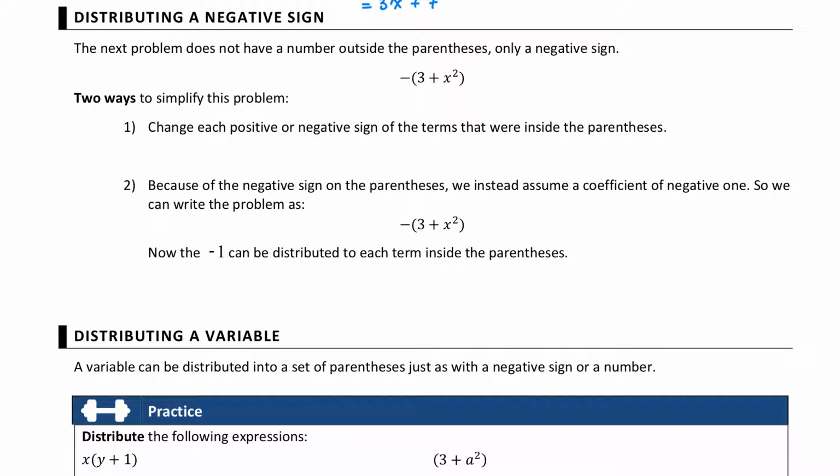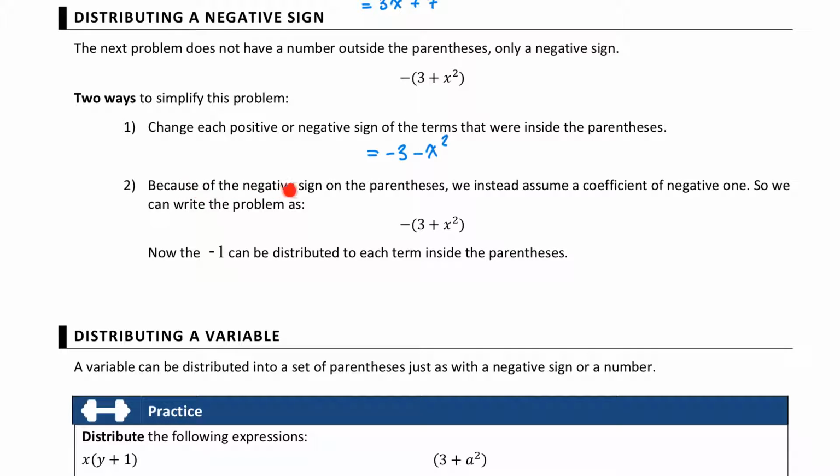So here, if you think of the first term over here, this is a positive term. Since there's a negative behind the whole bracket, the first term becomes negative, and the second term is also positive, so from positive it changes to negative. So this will become negative 3 minus x squared.